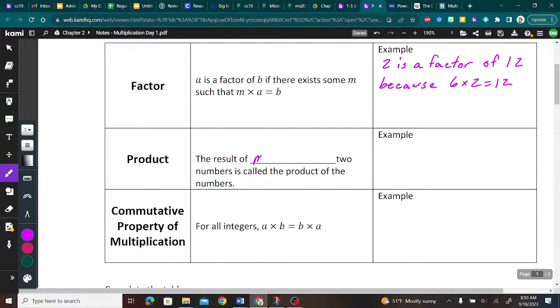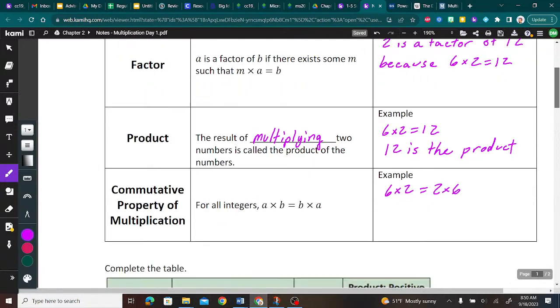Product. The result of multiplying two numbers is called the product of the numbers. So for instance, 6 times 2 equals 12. 12 is the product. And then also for all integers, a times b equals b times a. So what we know then is 6 times 2 is the same as 2 times 6.